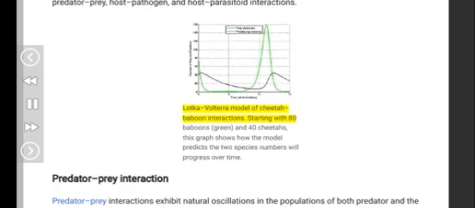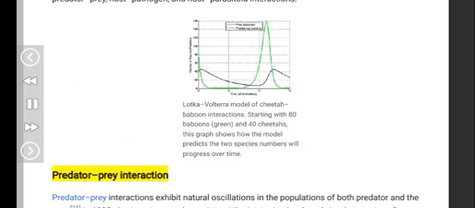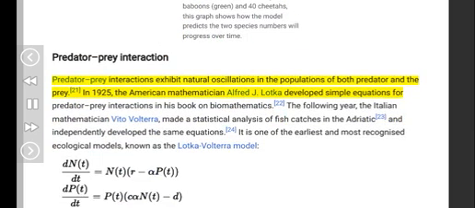Lotka-Volterra model of cheetah-baboon interactions. Starting with 80 baboons, green, and 40 cheetahs, this graph shows how the model predicts the two species' numbers will progress over time. Predator-prey interaction. Predator-prey interactions exhibit natural oscillations in the populations of both predator and prey.